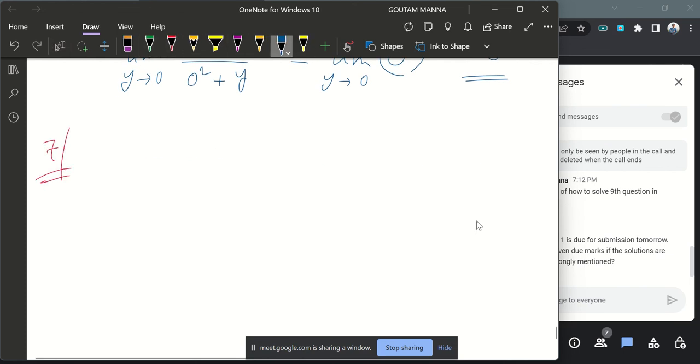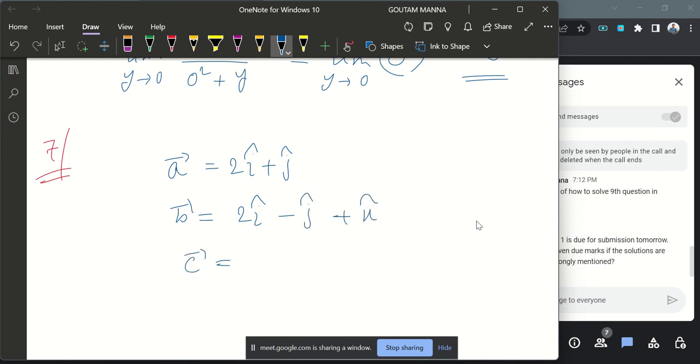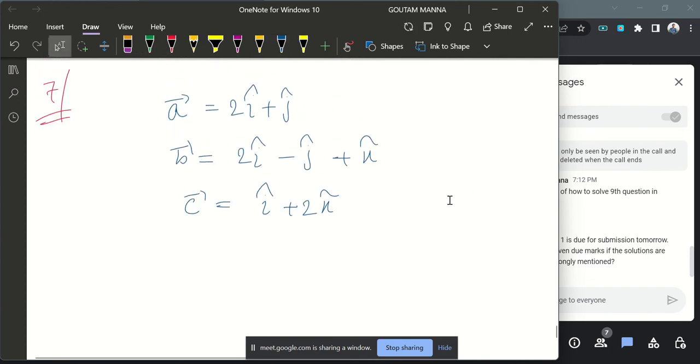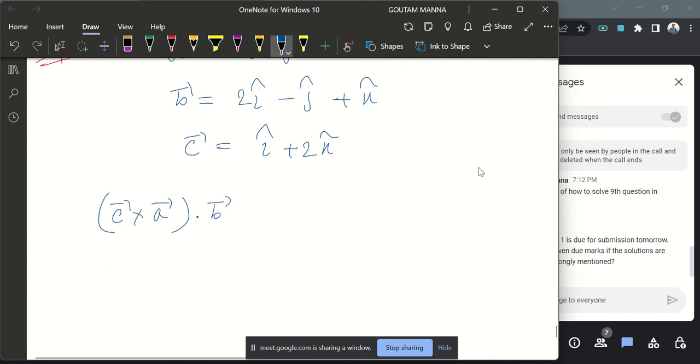So question 7 is, you are given A, which is 2i hat plus j hat, B vector, which is 2i hat minus j hat plus k hat, and C is i hat plus 2k hat. You need to find the triple product C cross A dot B. So you can reverse this dot product: B dot C cross A.